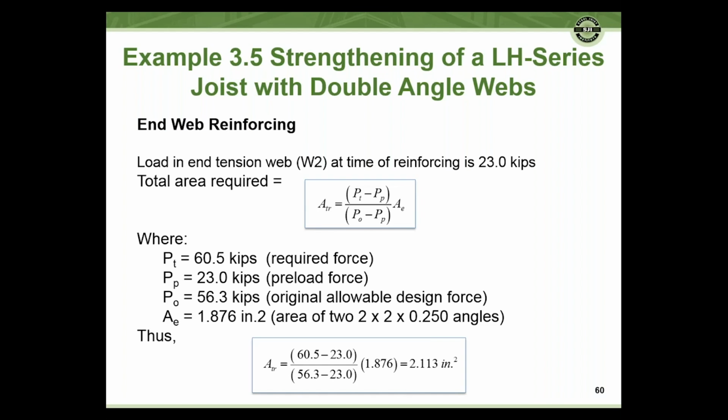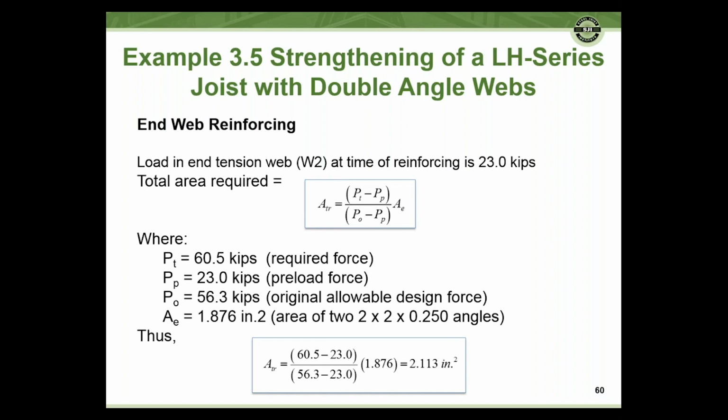So we're looking at that W2. The load in tension of the W2 at the time of reinforcing was 23 kips. So what we did is we did our analysis. We looked at all the loads that are there now, and that load is 23 kips in the web based on the dead loads and everything in place. Our required force, P sub T, is 60.5 kips. Our original allowable design force was 56.3.